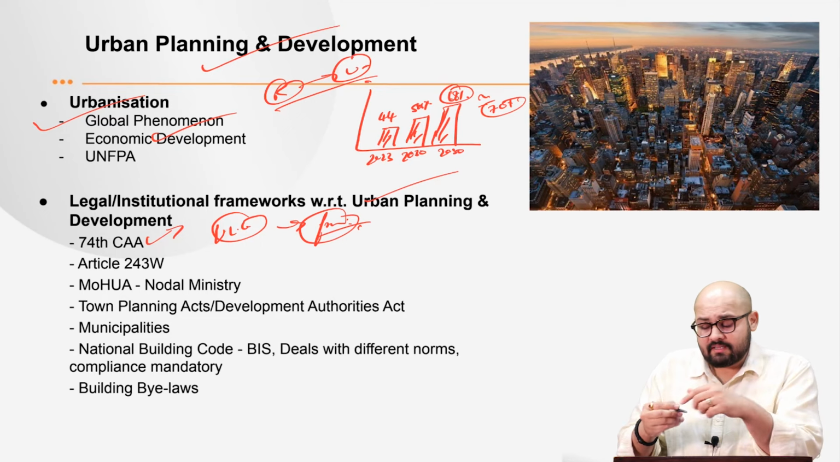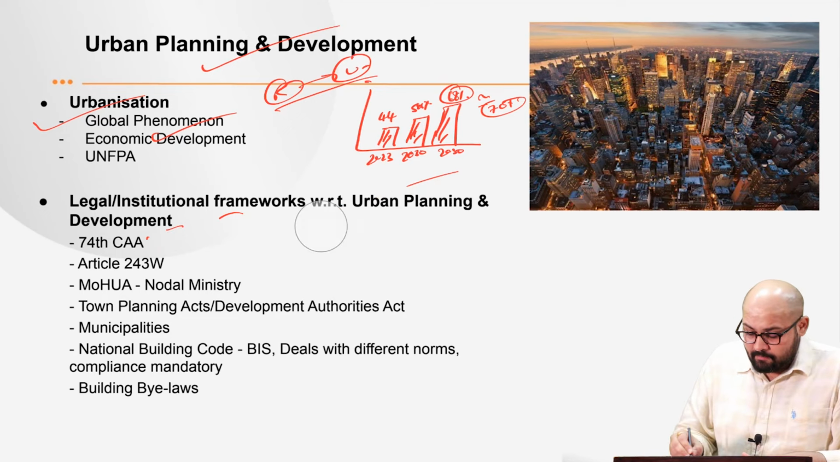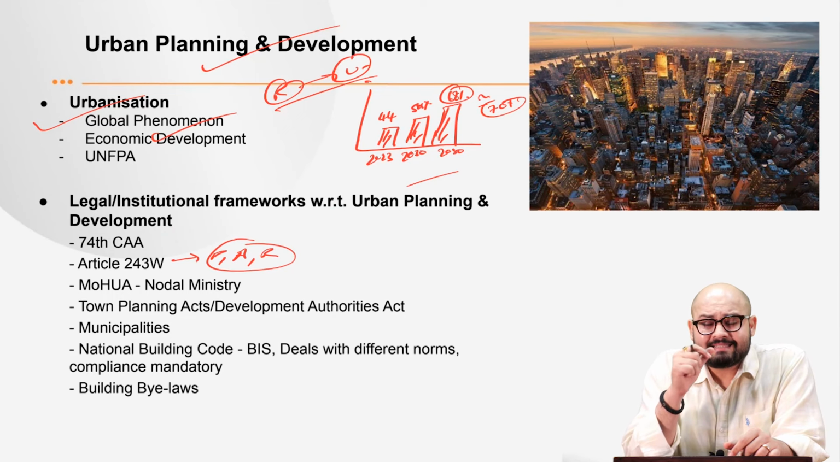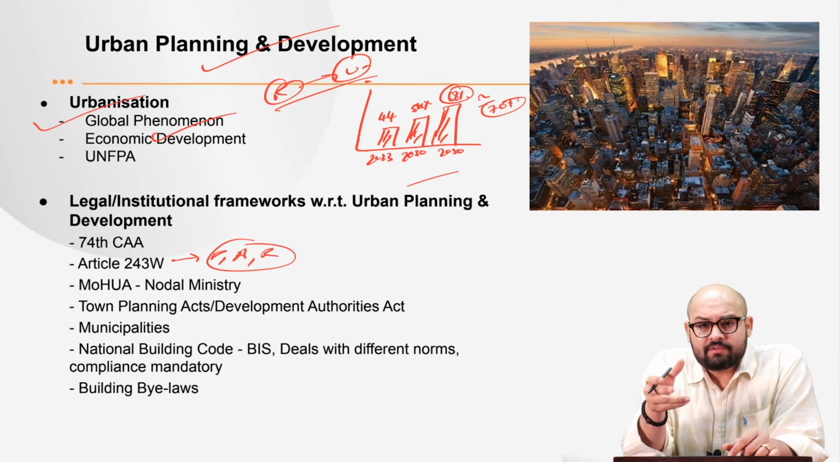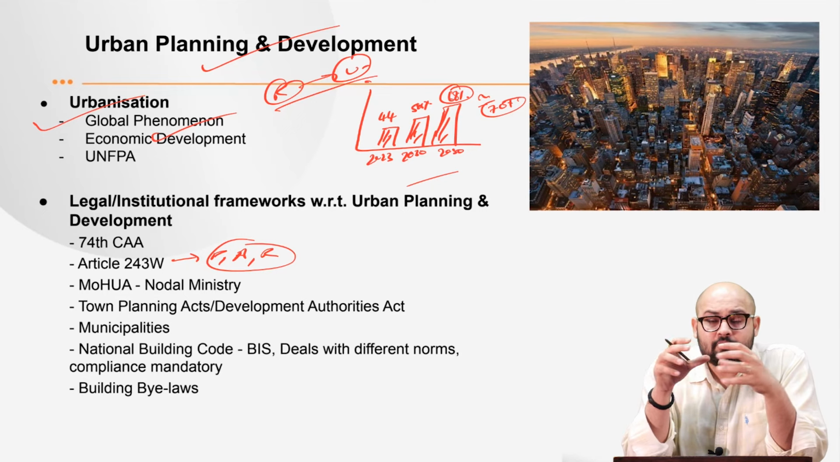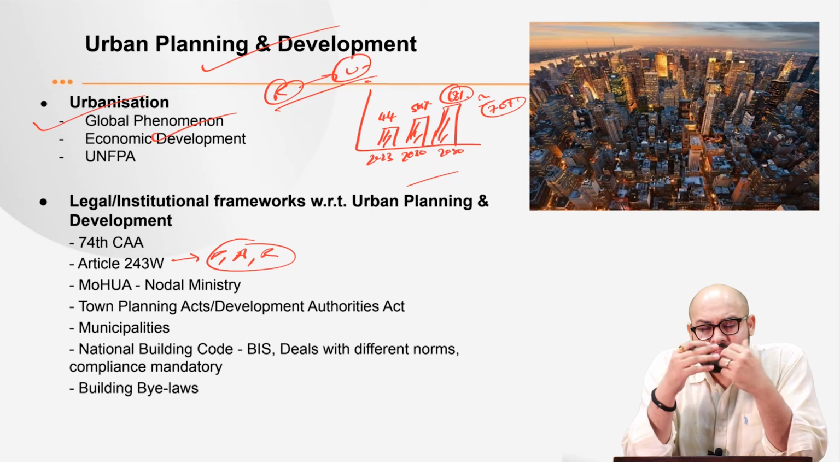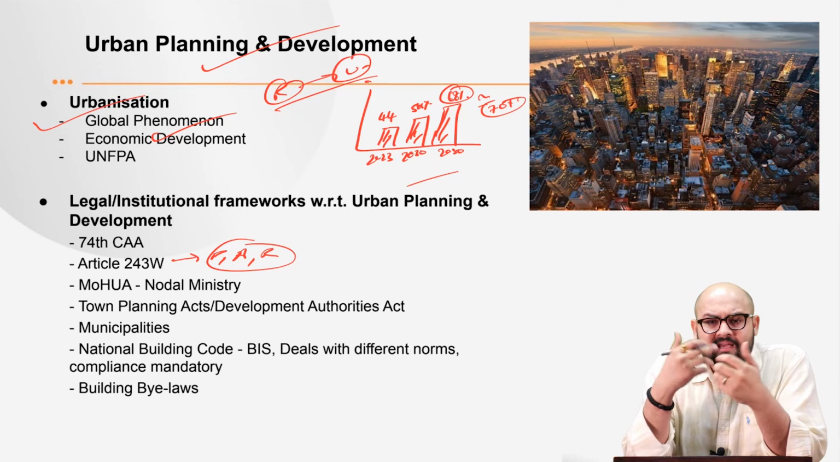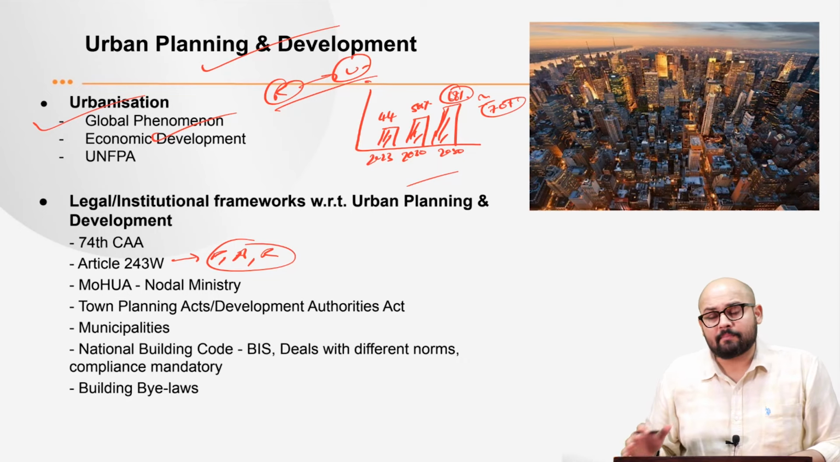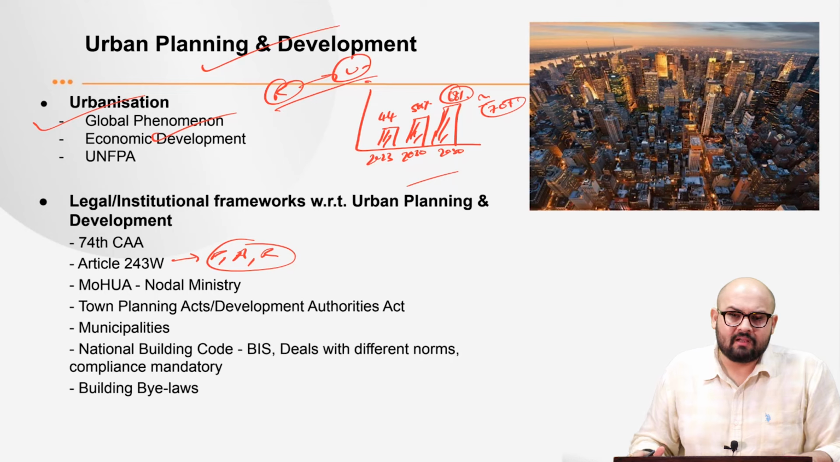Next, we have got Article 243W. See, this deals with the power, authorities and responsibilities of the municipalities, and it also gives the power to the state legislatures to endow these municipalities with sufficient powers so that they can function as units of self-government, right? So the state legislatures can make law and give powers to these municipalities so that they can work as autonomous institutions, and then promote the development of the local areas.